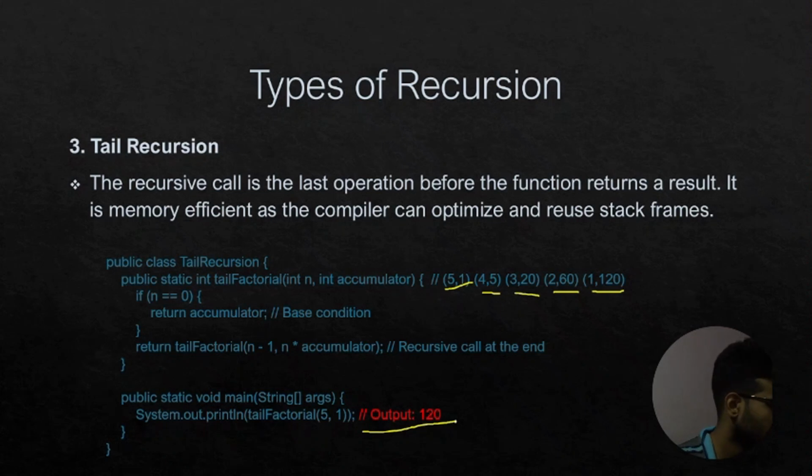So in tail recursion, no extra computation happens after the recursive call. This makes it memory efficient because the compiler can optimize it to use constant stack space.